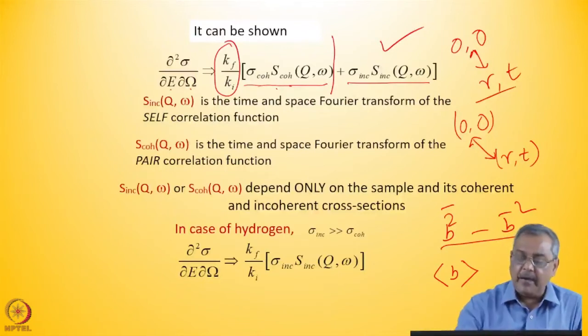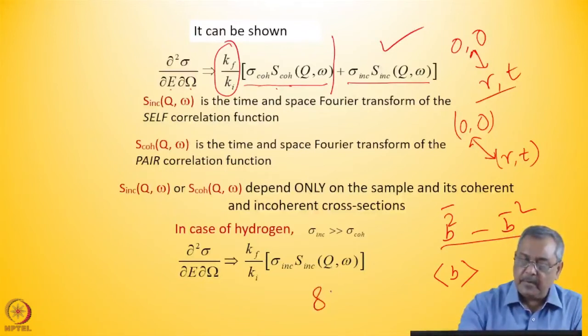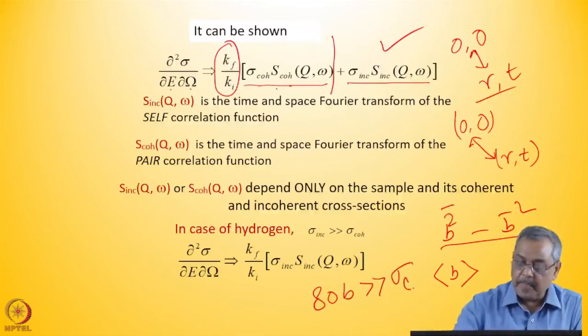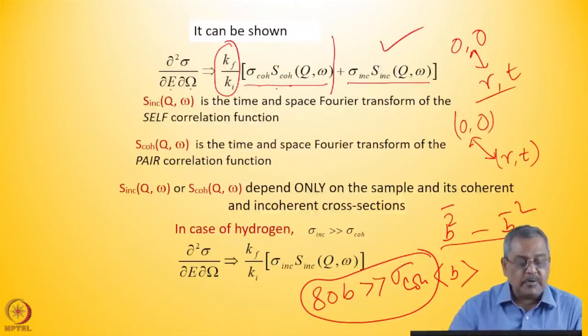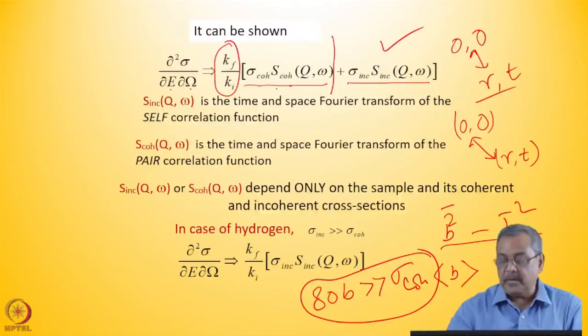And in case of hydrogen, sigma incoherent is 80 barns, nearly 80 barns. It is much, much greater than sigma coherent. So when we talk about self-correlation functions and try to do an experiment, unlike all other experiments which we discussed so far, which were actually pair correlation function based, hydrogen is a desirable atom, because it has a very large cross section, which we will discuss.